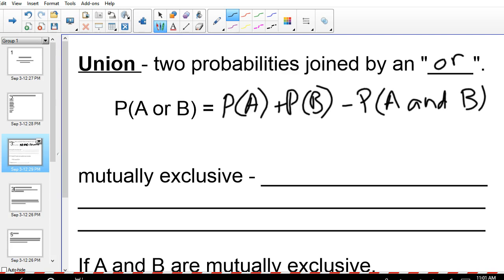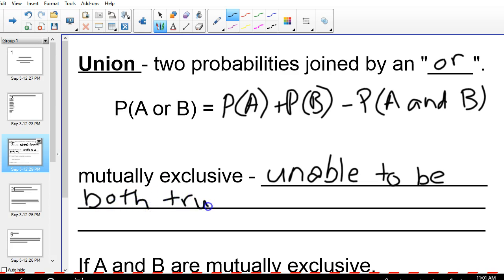And mutually exclusive is a new term that you may have heard in real life sometimes, but mutually exclusive means unable to be both true at the same time. For example, a number is even or odd. There are no numbers that are both even and odd at the same time, right? Those two categories are mutually exclusive because you're either in one or the other. You can't be in both at the same time.